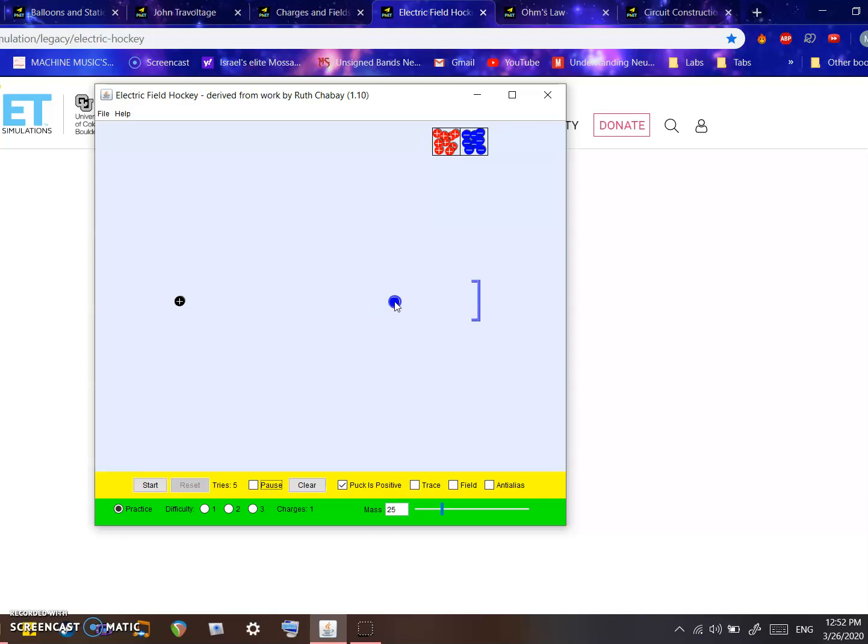And now I have to try to get around it to get the puck in, right? Notice that if I let go, I can actually just win like that. So that kind of works. It gets in the goal before being pulled backwards. But let's see what else we can do.